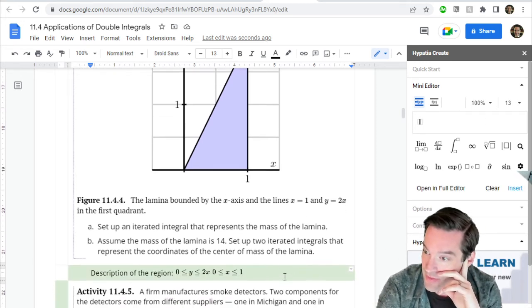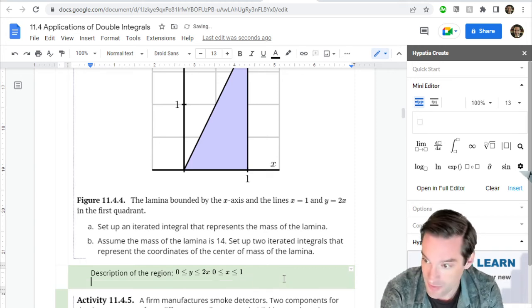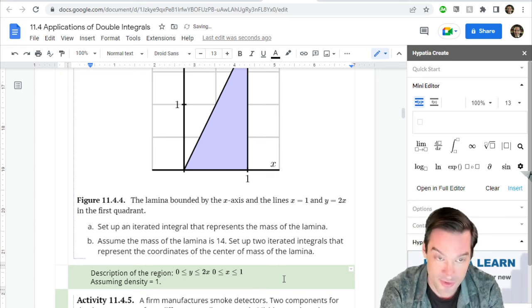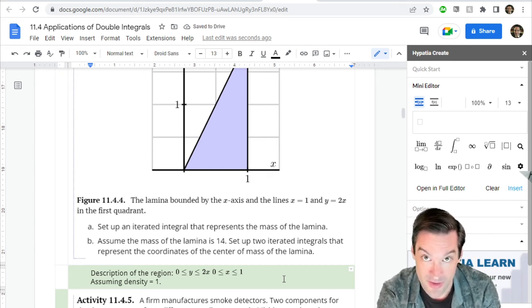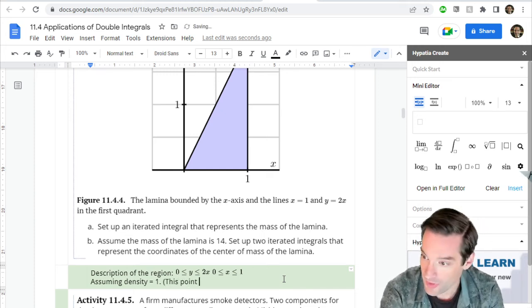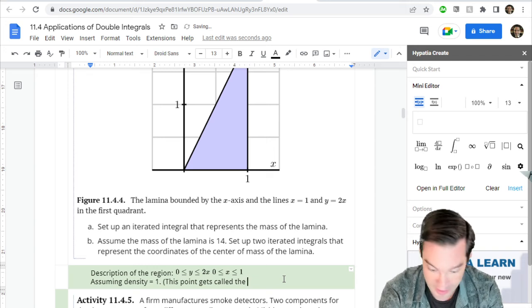And so to find the mass of this region, assuming uniform density, density equal to 1, what we're finding is really not the center of mass per se, because we don't have a density. Sometimes it's just called the centroid point. It's called the centroid rather than the center of mass.